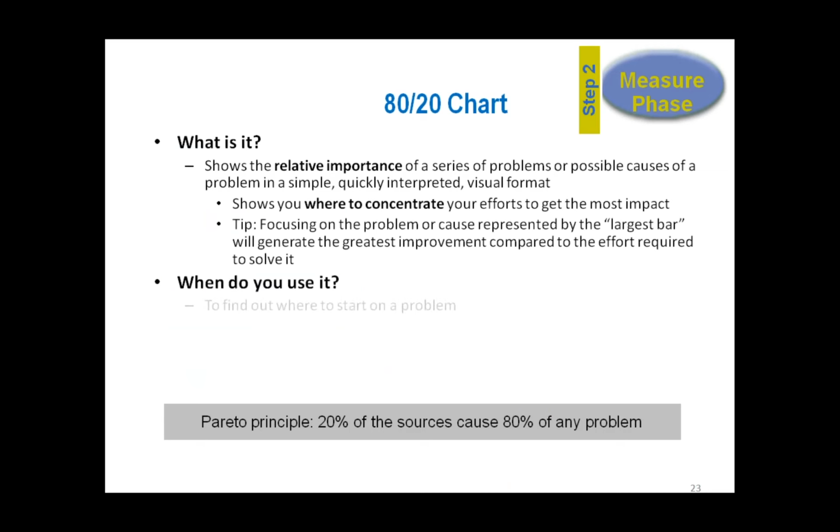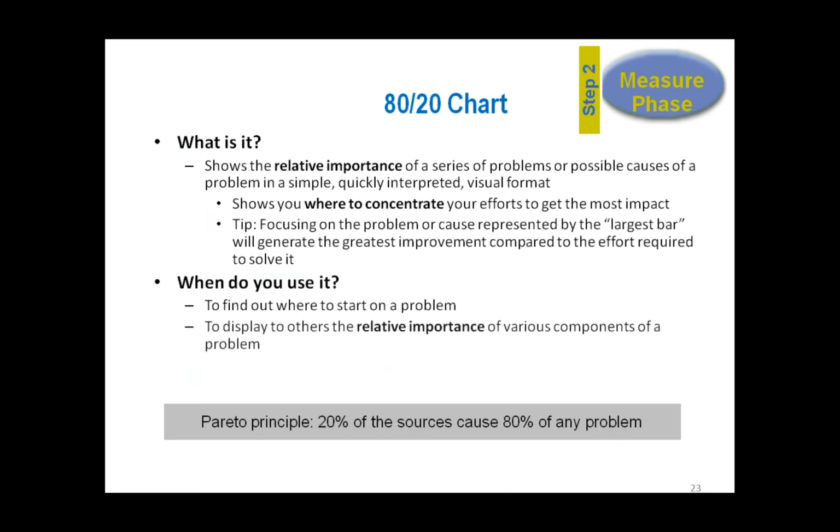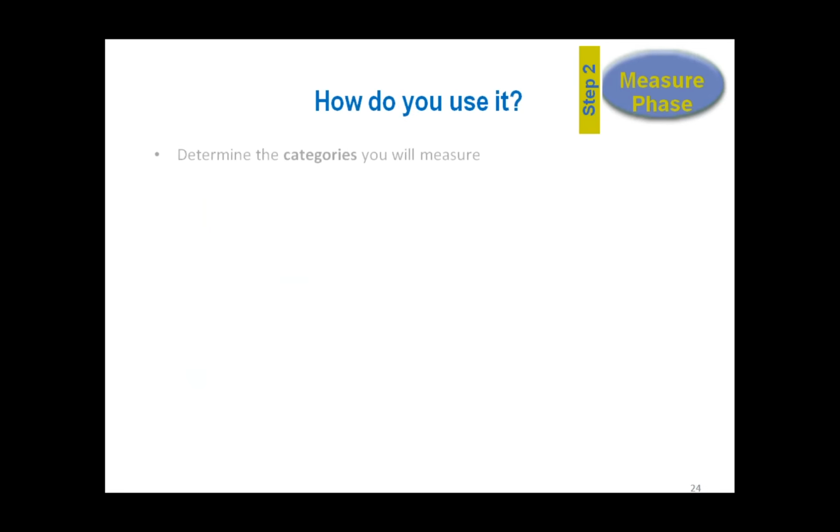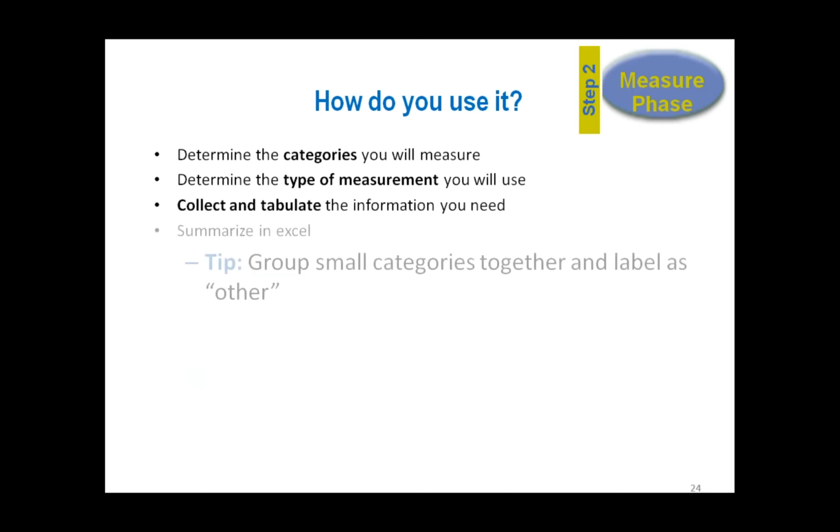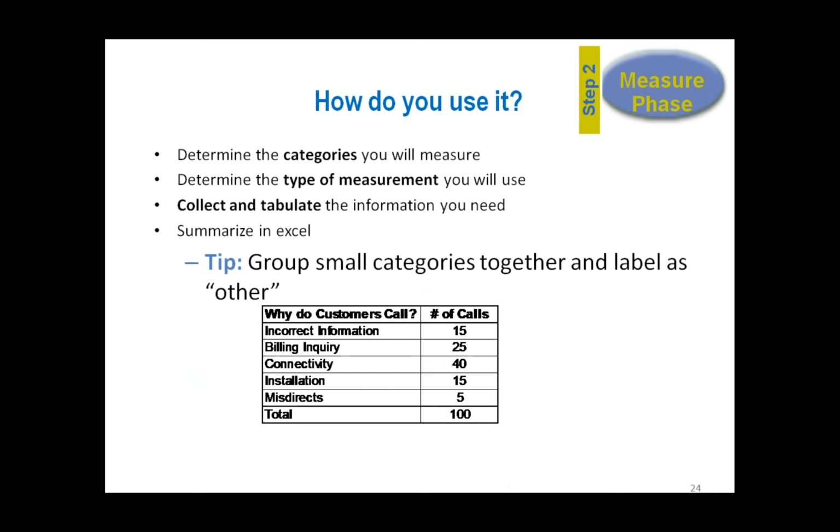And I'm just flipping through some of this. Again, as I said, we usually cover it in detailed sessions. Today is just an overview. And how we do it is we determine the categories of the various causes of the measurements that we want to use, tabulate it, and label them together. And this is just an example from an IT industry where we ask why do customers call? So we have different reasons why they call: incorrect information, billing inquiry, connectivity. So there could be 50 such categories, right?